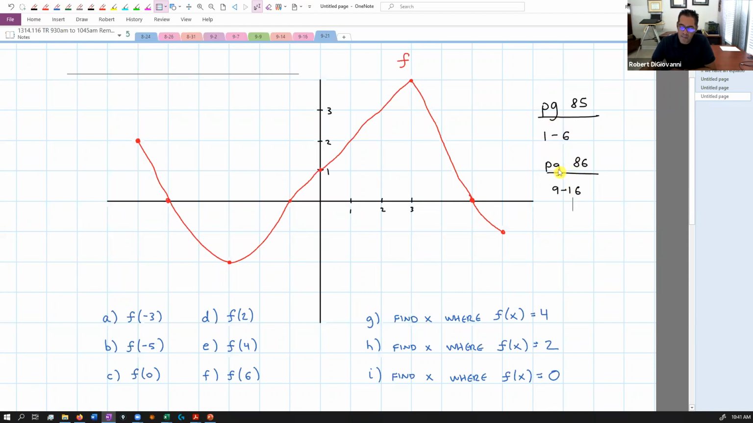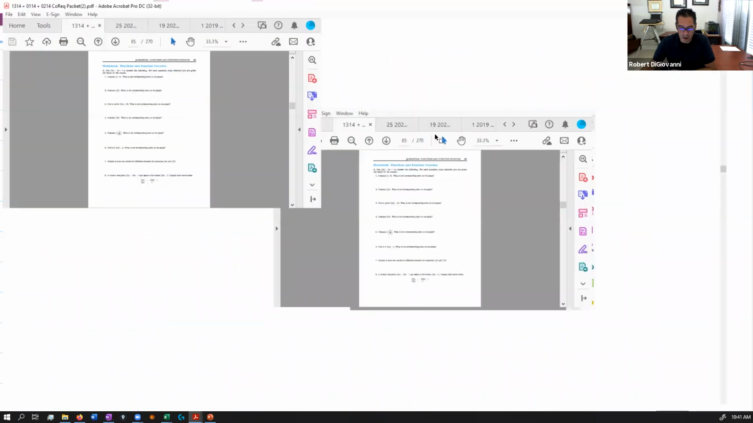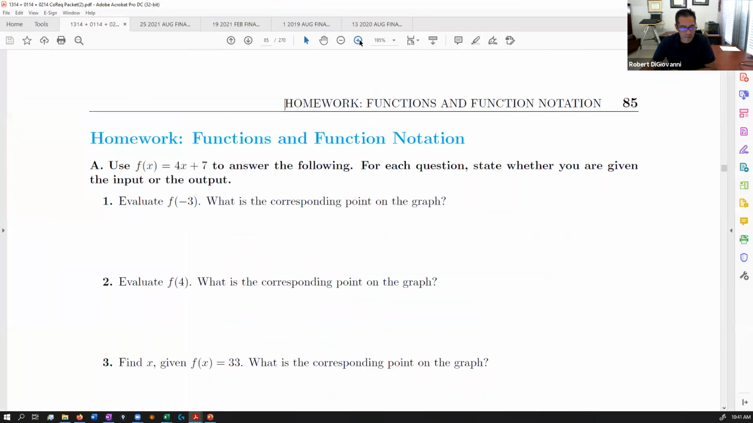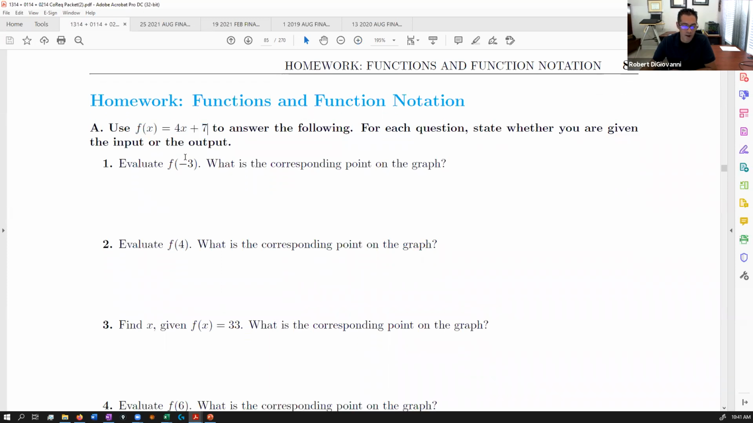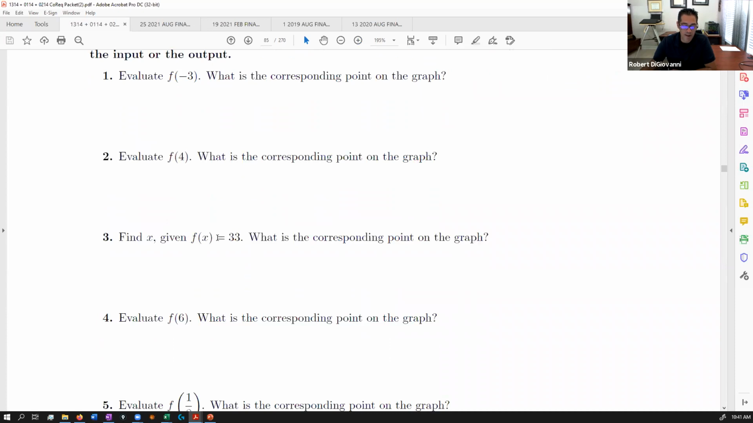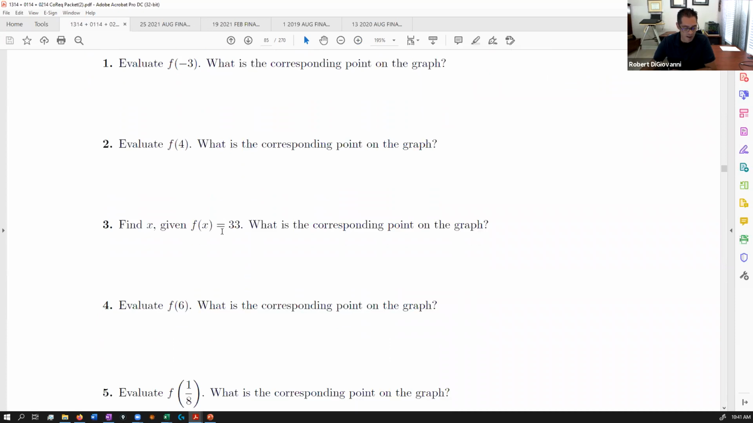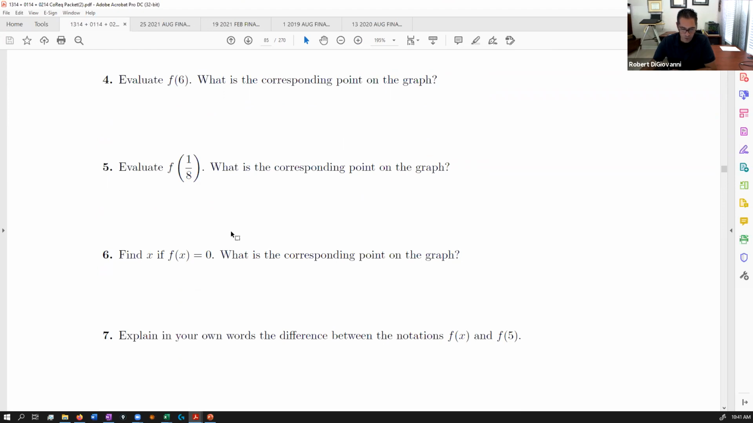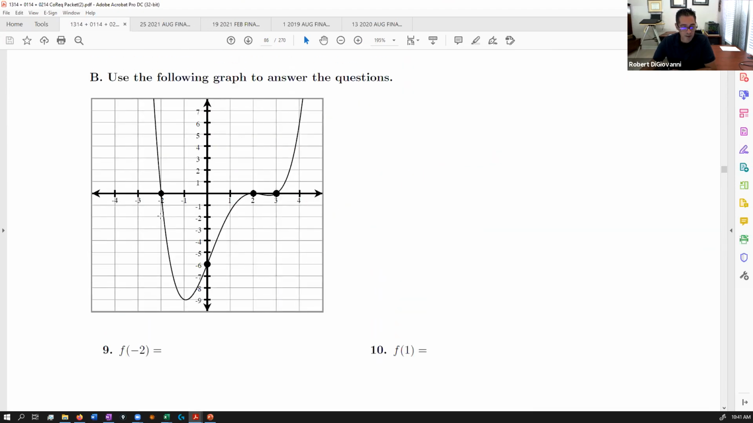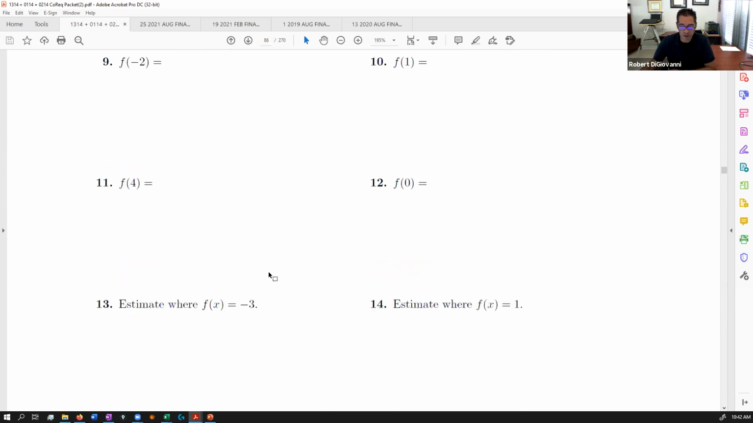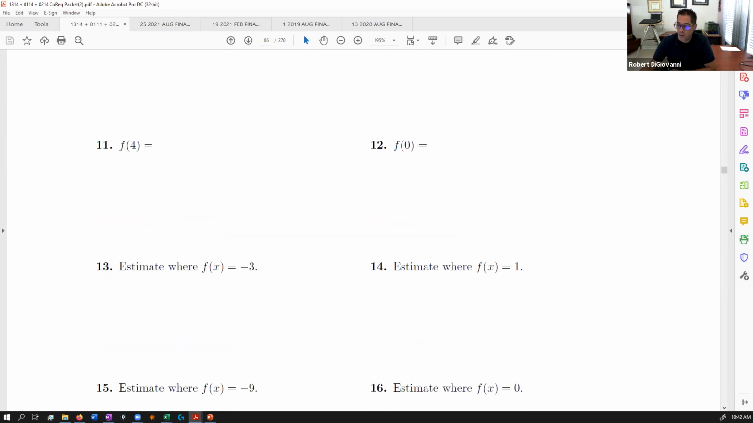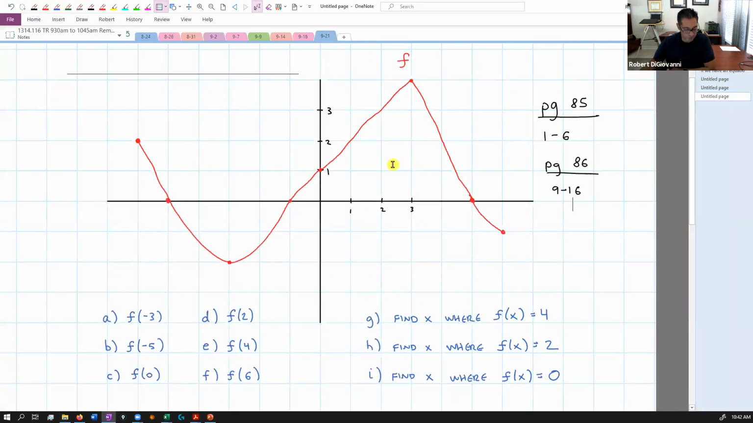Let me show you what page 86 is. I'll put this graph back up, but I want to just show you what the homework is so you have some idea what's ahead of you. Page 85, they give you a function and then they ask you a bunch of things, like what's f of -3? What's f of 4? When is f of x equal to 33? So we did this today. Do just 1 through 6. Now the next page, they give you a graph and then they ask you some questions, kind of like what I'm asking on the quiz. All right, and that is it.